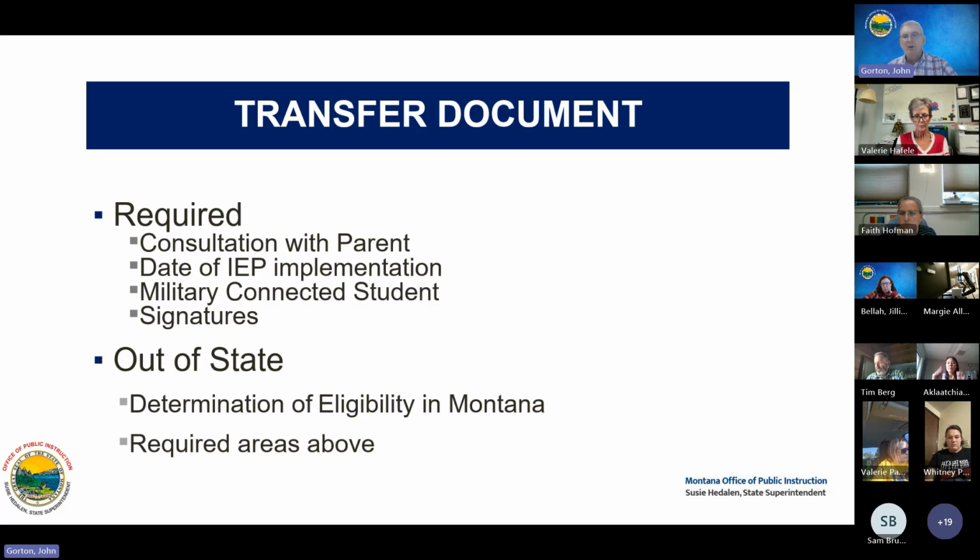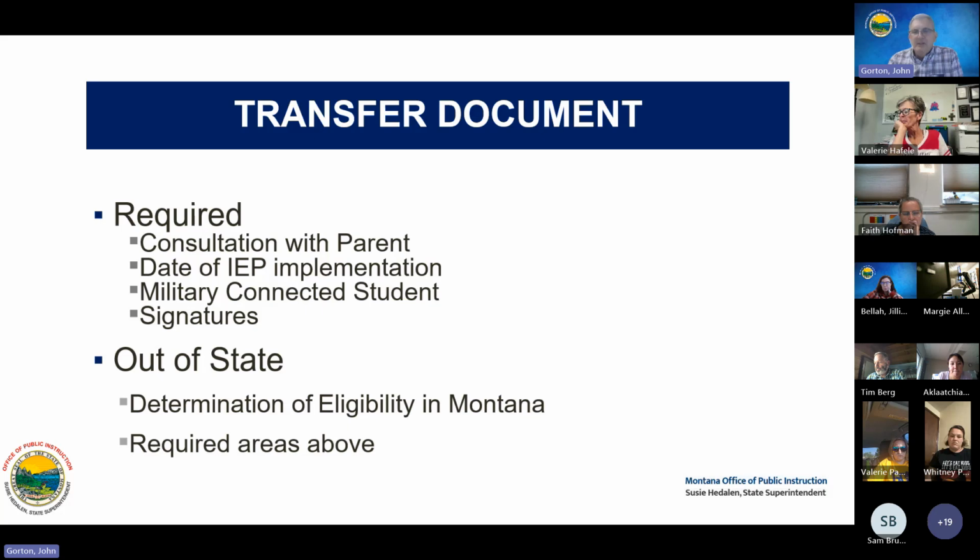Those signatures right now are only two, and that would be the case manager and a school administrator involved with that student, who would be having that review. If you happen to have the opportunity to capture a parent signature on there, that doesn't hurt any. You might be able to capture that signature during that consultative discussion with the parent, determining what you're going to do with that IEP.